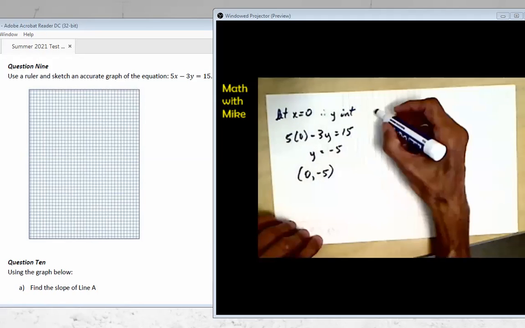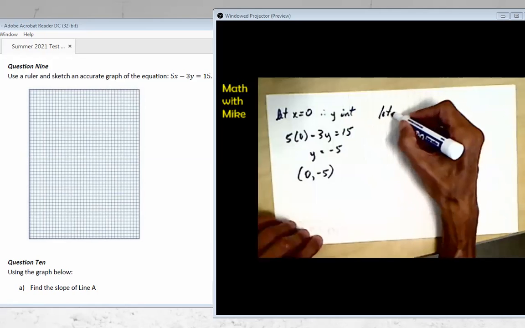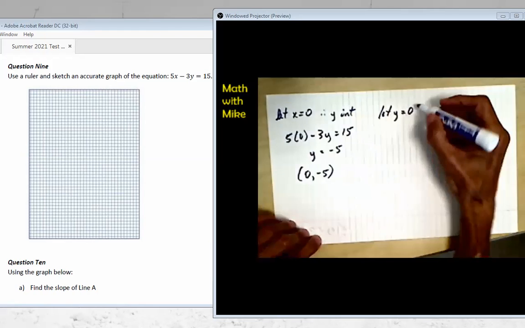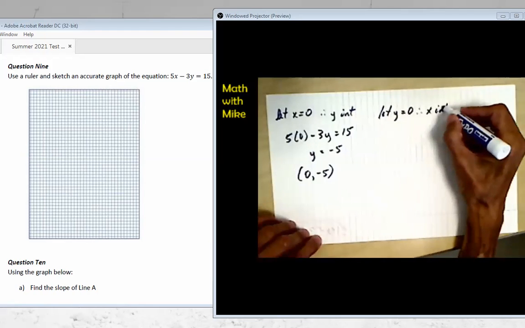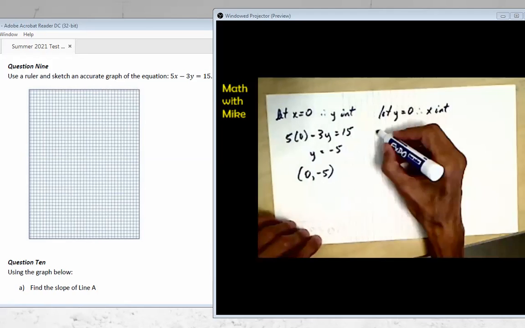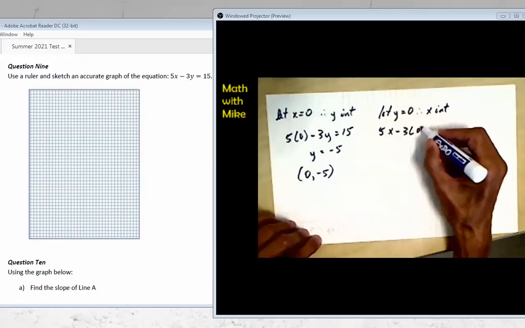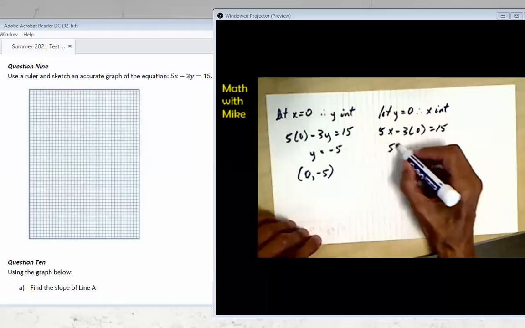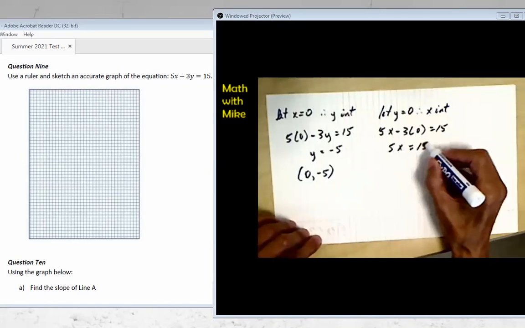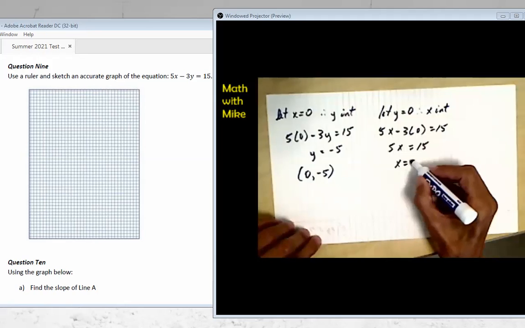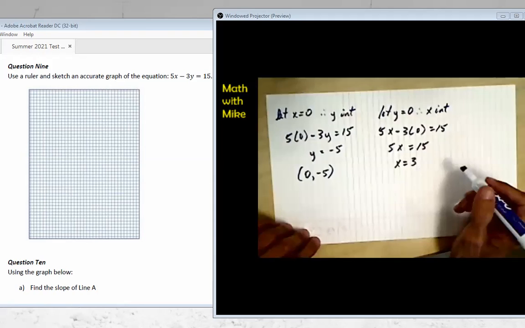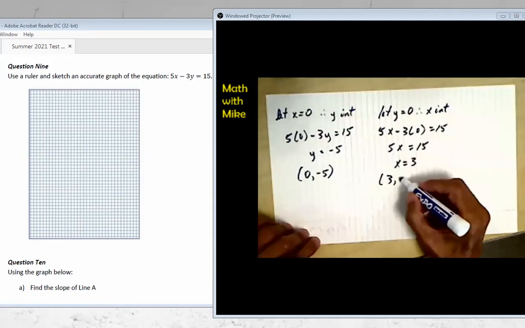To get a second point, and again, because this is in standard form, let y equal 0. So therefore, you get the x-intercept. And so that leaves 5x minus 3 times 0 is 15. 5x is 15, meaning x is equal to 5, which would be a lie. X is equal to 3. It's better. And so you get a second point of 3 and 0.